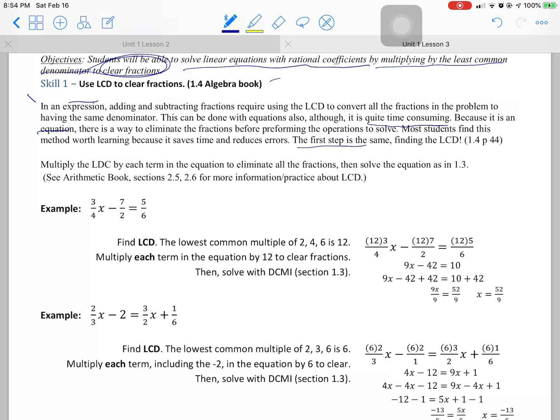The first step is the same. You still need to find the LCD. It doesn't avoid that skill, okay? But the good news is when you find that, you use the LCD to multiply each term to eliminate all the fractions. So then the rest of the process can be done without using fractions.